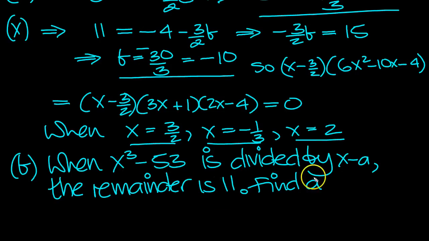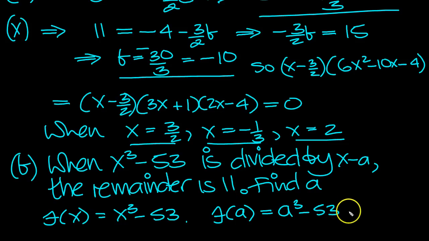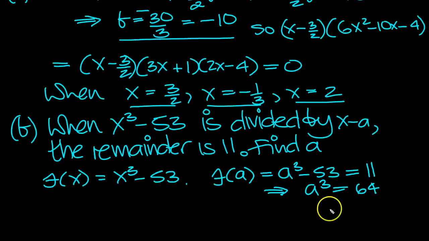Let's have a look then. Find a. So when this is divided by x minus a, the remainder of, so f of x is equal to x cubed minus 53. Right, so when it's divided, f of a is equal to a cubed minus 53. The remainder is 11, so by the remainder theorem this will equal 11. So a cubed is equal to 53 plus 11. The 53 moves over to be plus, giving 64. Cube root of 64 is 4. So that tells us that a equals 4.